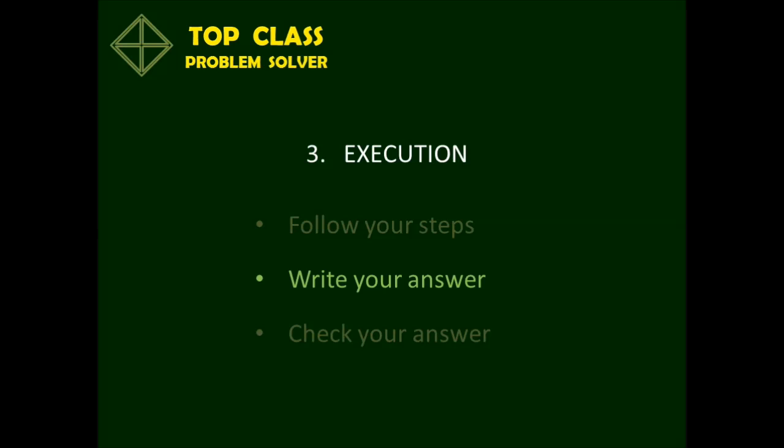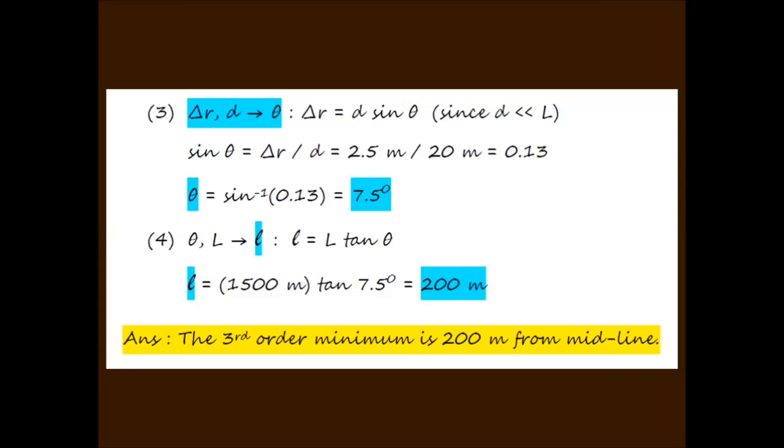The second step of the execution is simply to write down and highlight your final answer. So here we write our final answer. Notice that for this problem, we take great care to interpret what l is in terms of the parameters that are given in the problem.